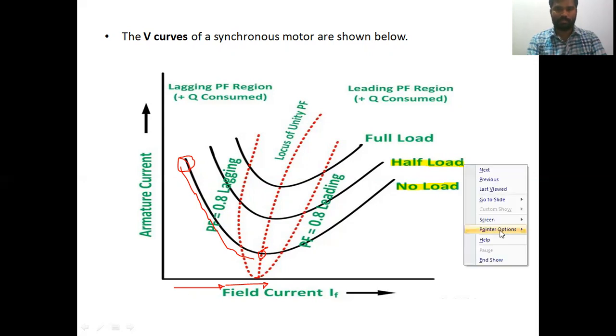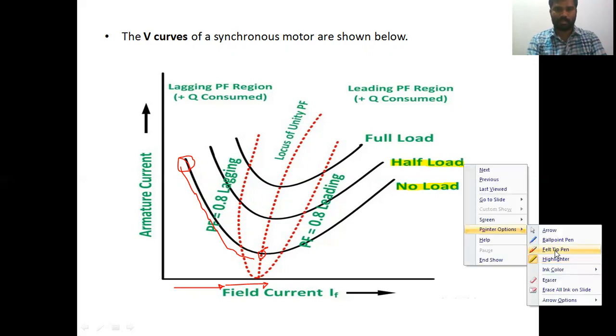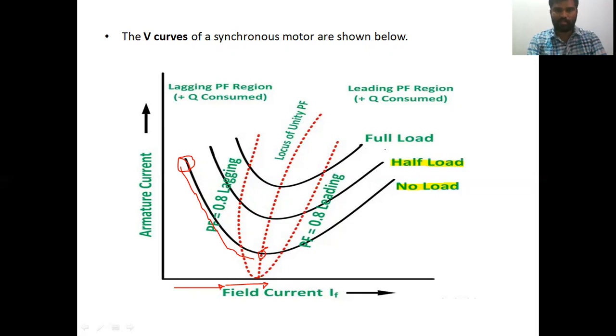The comparison between half load and full load, you can see the curve here, the difference between these curves, as well as half to full load. So when this load is increased, the minimum current required to be operated at unity power factor is increased from no load to full load. Look at this point. So this is the difference.